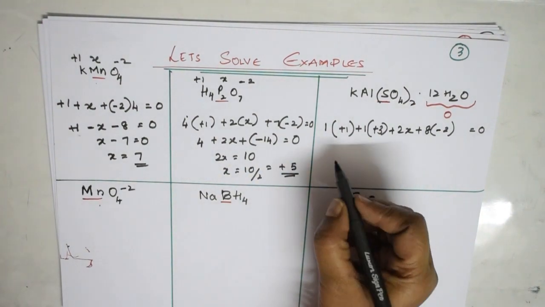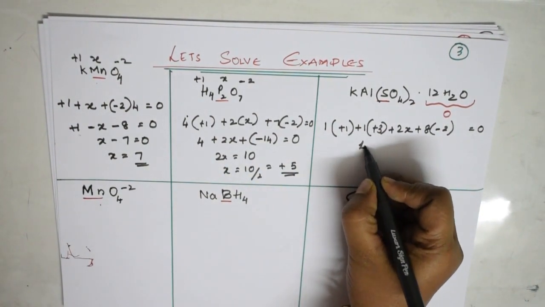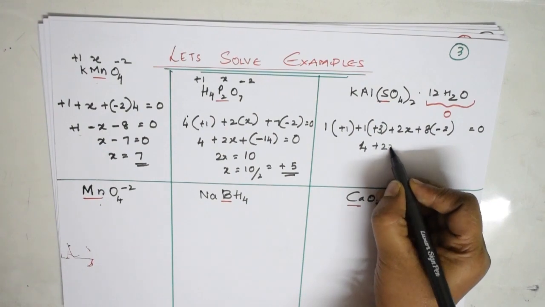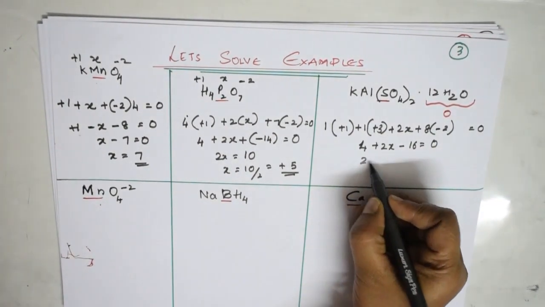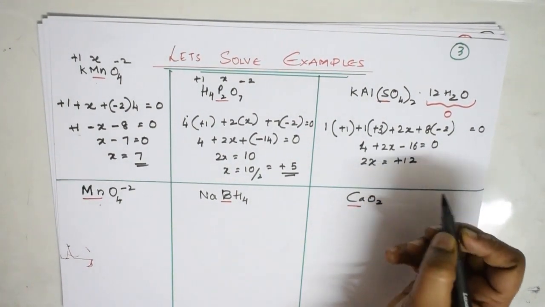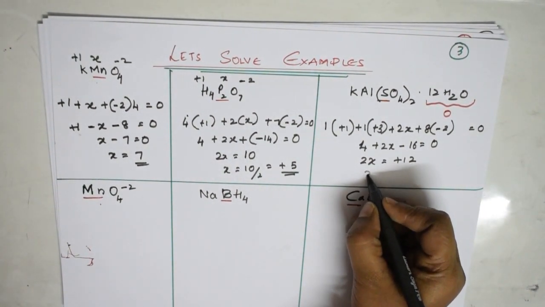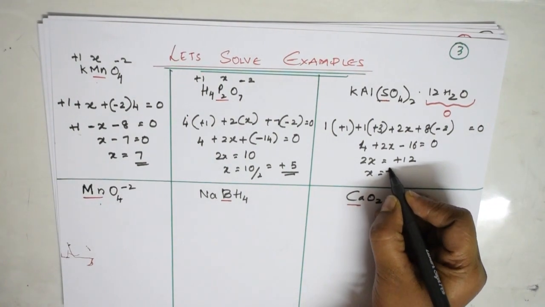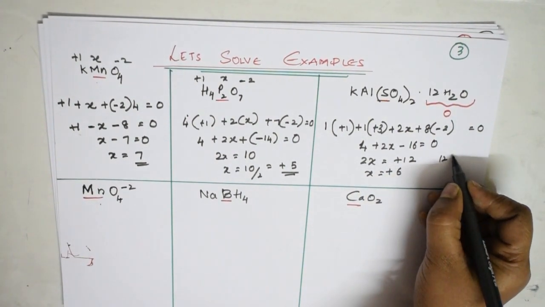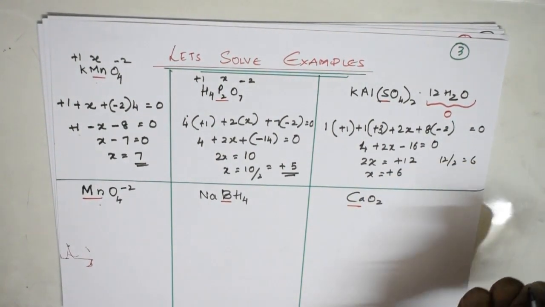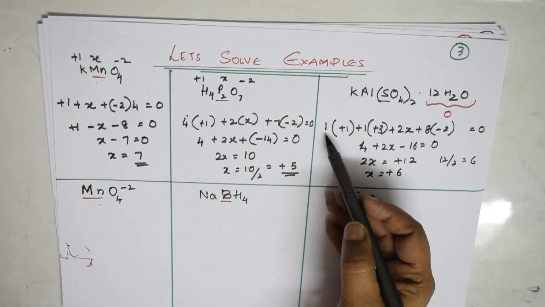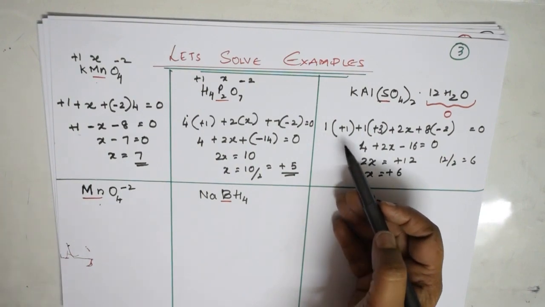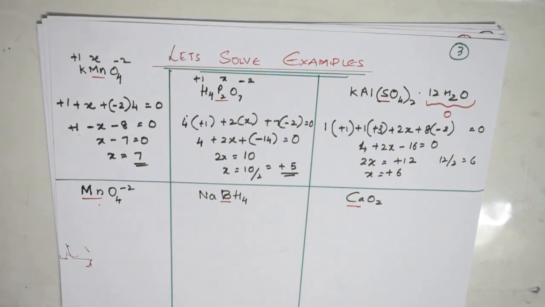Now when I solve this, this becomes how much? It is 4 plus 2x minus 8, which is 16, is equal to 0. 2x is equal to plus 12. 16 minus 4 is 12. x is equal to plus 6. So 12 by 2 is nothing but 6. So this is the oxidation state of sulfur in this. It's easy, isn't it? Always you need to write the number of atoms here, charge always in the bracket. I think this is clear, students, right?